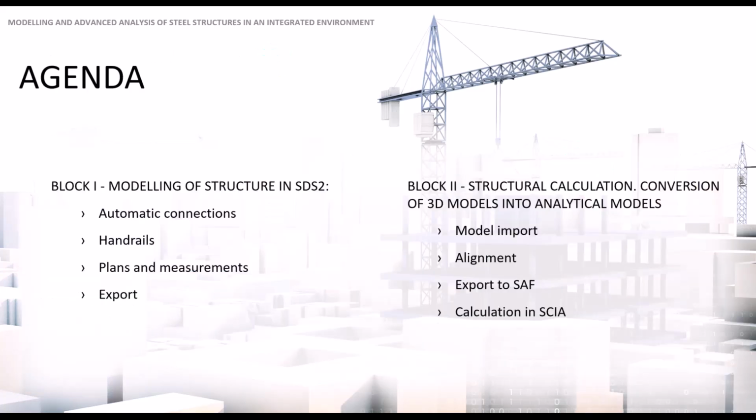Today we'll go through a first part in which Javier will present the modeling in SDS2. Important to notice the automatic connection, handrails, plans, measurement, and then the export to Beam+. I'll take over from there with the import to autoconverter, the alignment, export through the SAF format to SCIA, where I run a small calculation. I'll show how the import went, and then I'll upload it back to Beam+.